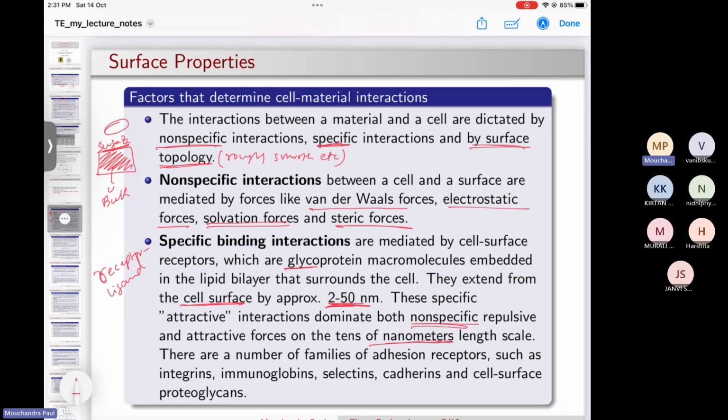And there are various classes of receptors available on the cell surface. Like we have already seen, there are selectins, cadherins, then integrins, then proteoglycans, immunoglobulins. So all these receptors are there, and if they find suitable ligands on the surface, then specific interaction will take place, because of which the cell can adhere on the surface.